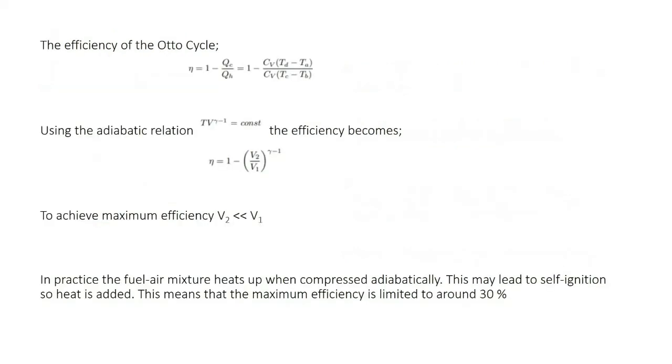The efficiency of the Otto cycle is given by the first equation, and can be rearranged to form the second equation. To achieve maximum efficiency, V2 must be much smaller than V1. In practice, the fuel-air mixture heats up and compresses adiabatically. This may lead to self-ignition, so heat is added. This means that the maximum efficiency is limited to around 30%.